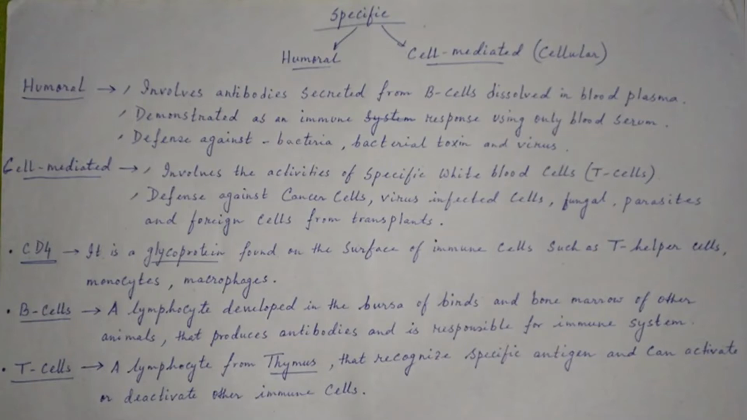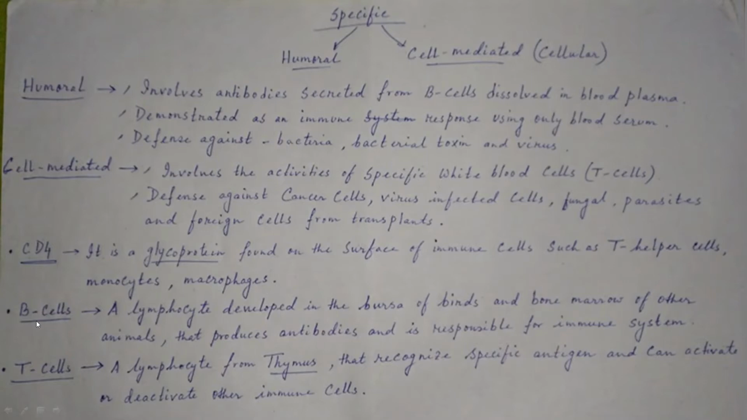Now we will learn some terminologies. For that, first we need to know what is CD4. It is the name of a glycoprotein. It is a glycoprotein found on the surface of immune cells such as T helper cells, monocytes, macrophages, etc.